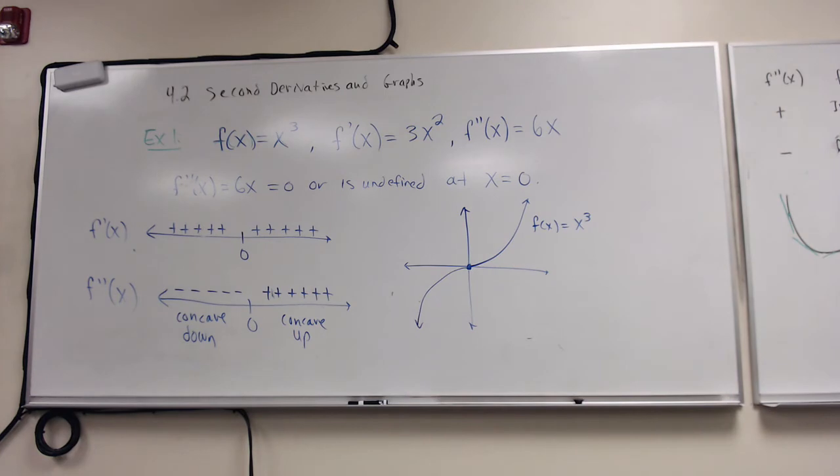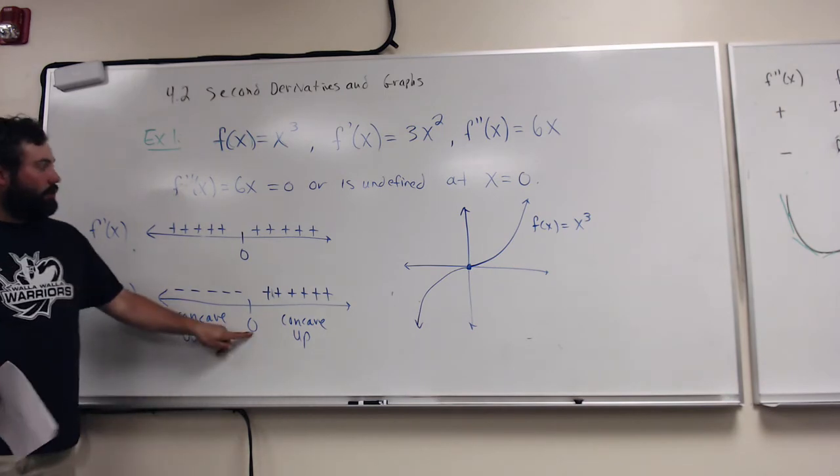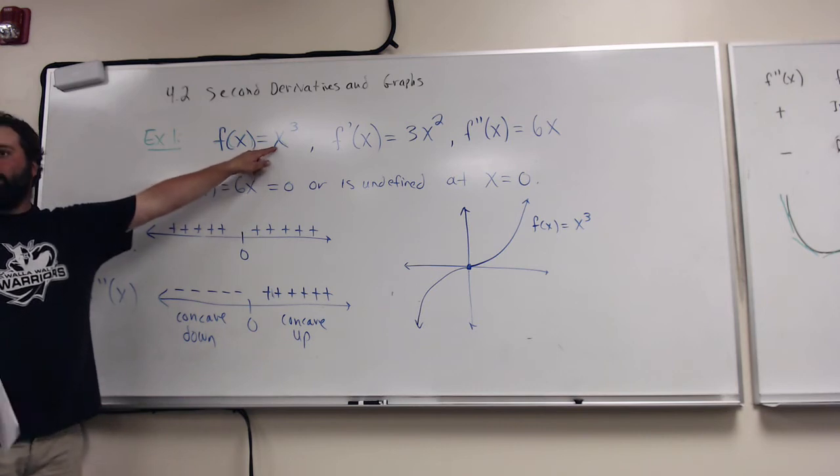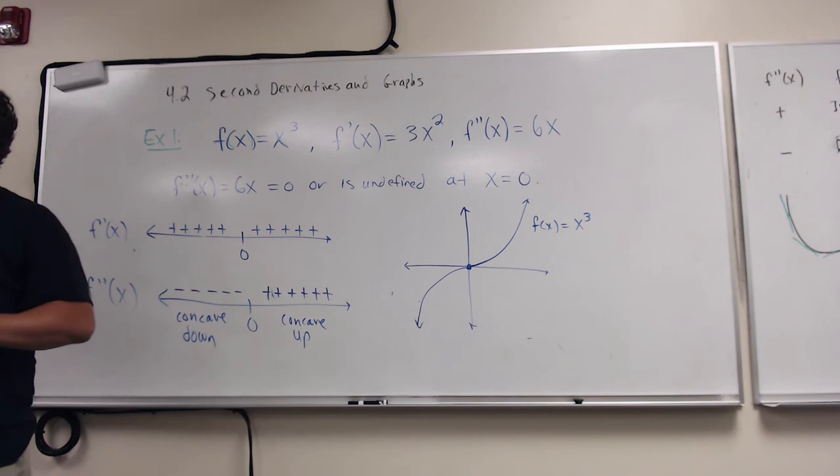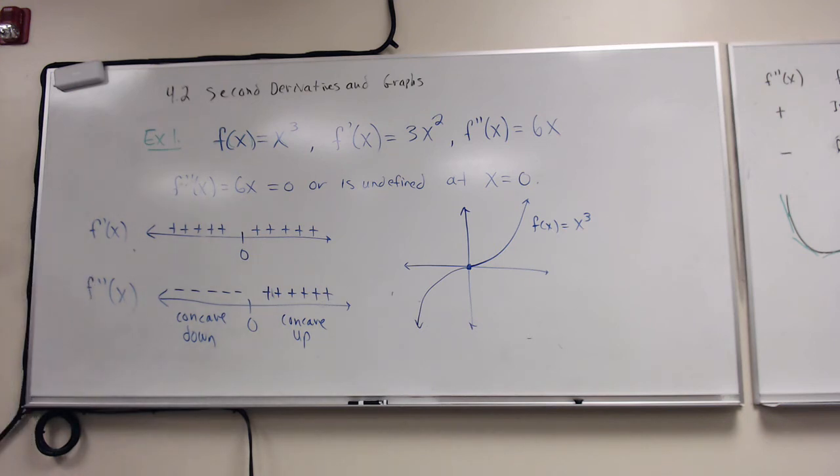And it has to be a point on the graph. In this case, this 0 is in the domain of the original function. It's not always going to be the case. You might have a vertical asymptote where the concavity changes. In that case, that would not be an inflection point. It's kind of like the critical number: you only get a local max or min if you have a partition number in the domain. And you only have an inflection point if the concavity changes at a point in the domain.